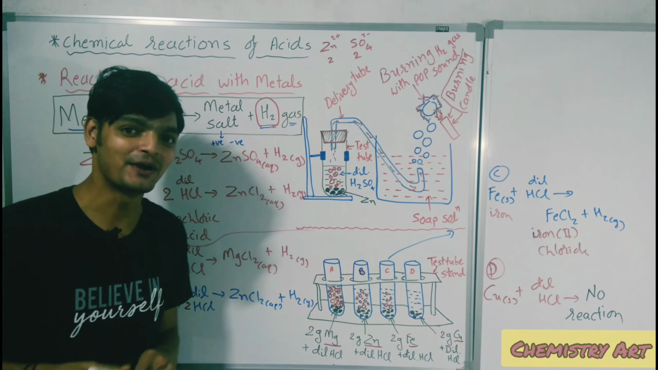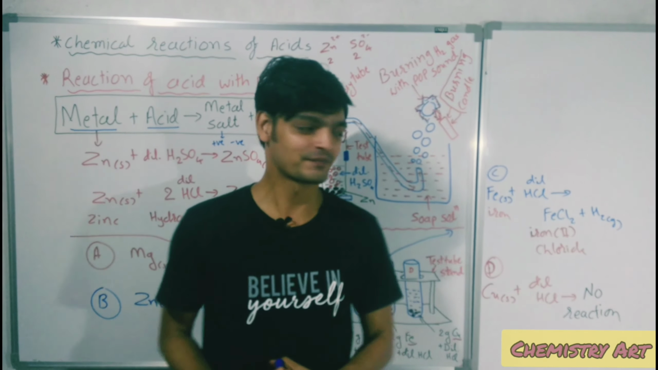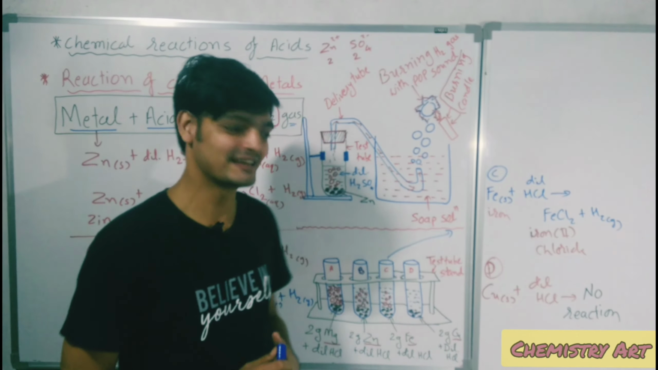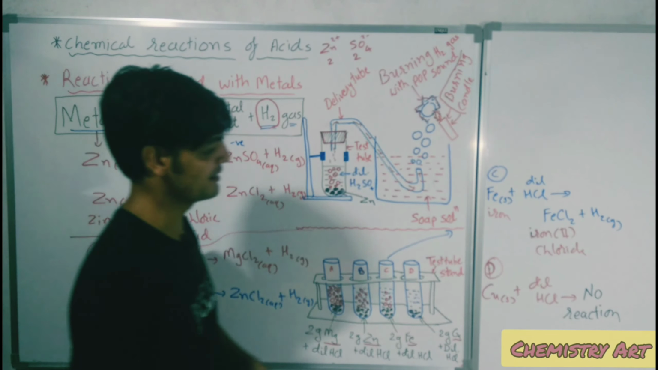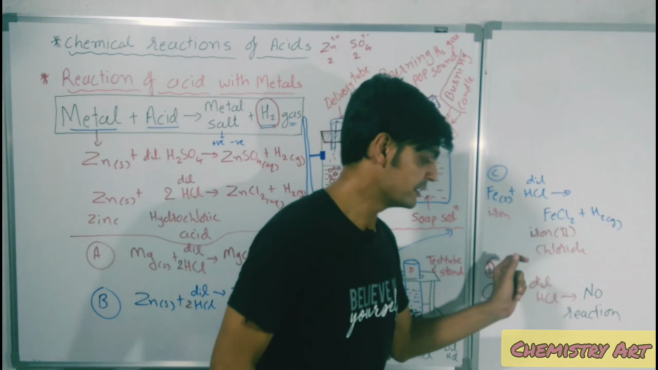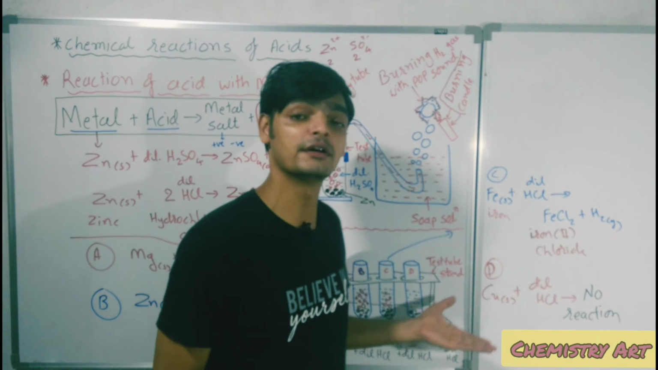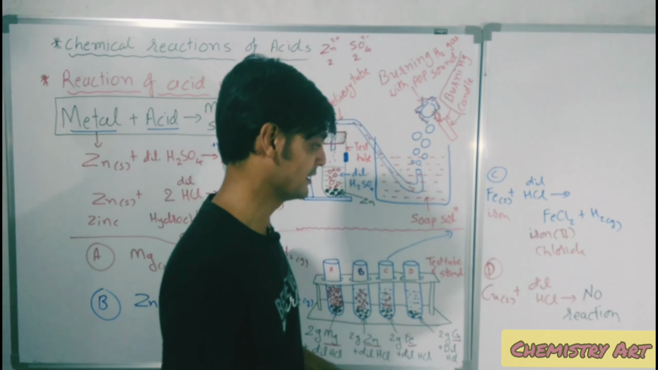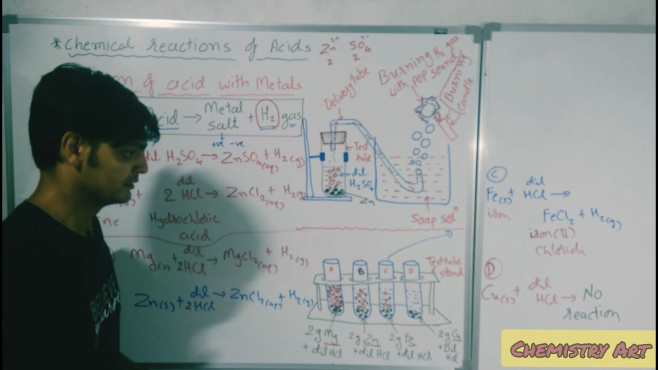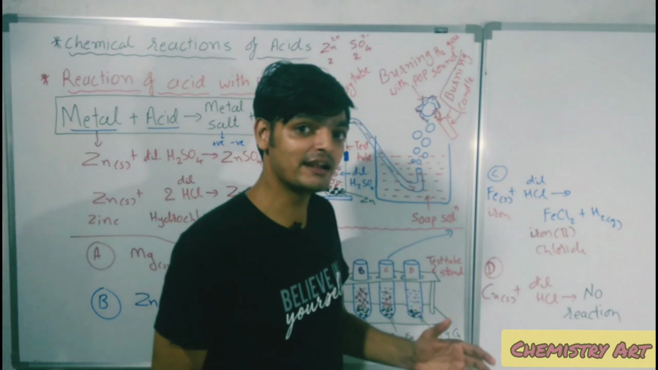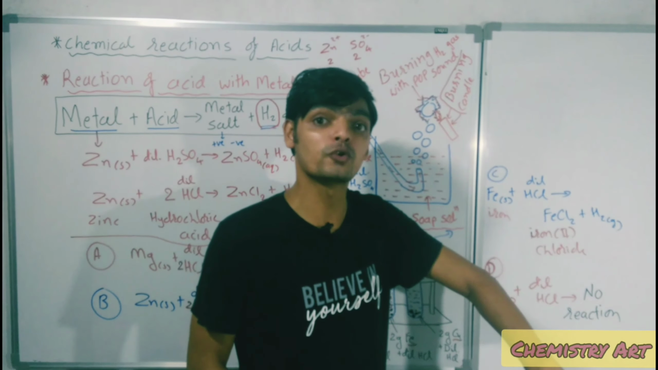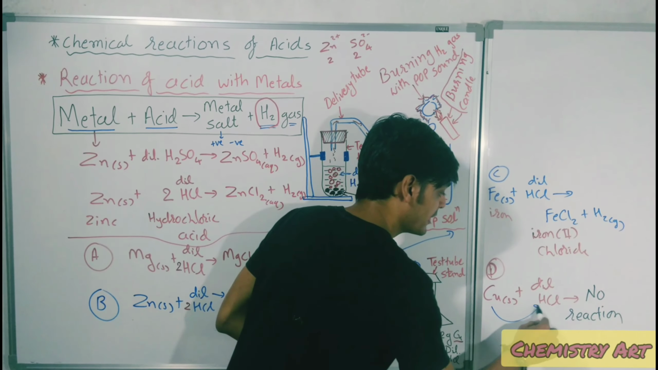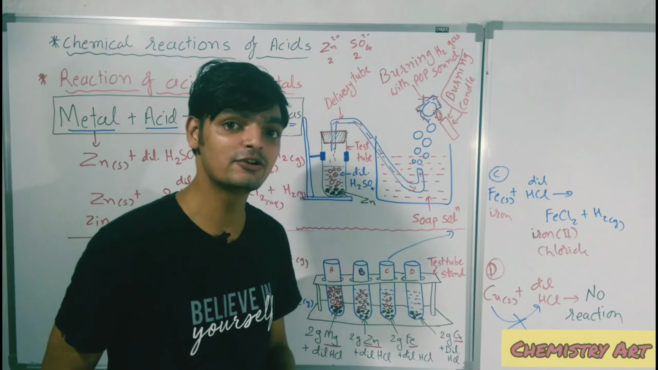Why? You have to tell me why. Let me tell you because I have to complete this video. See here, if you look at the reactivity series of the metals, the copper is very less reactive, and it is less reactive than the hydrogen also. That's why the copper cannot replace the hydrogen.